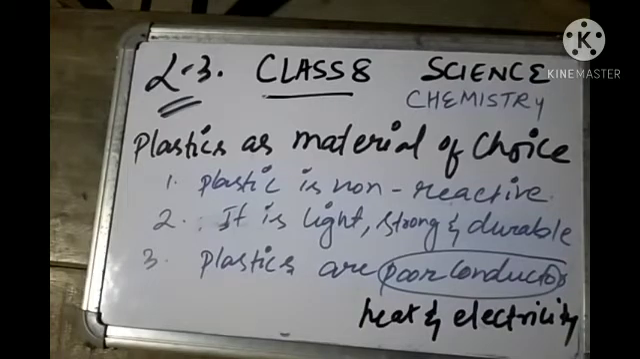So when you take the example of frying pans and screwdrivers, all the handles are covered with plastic because they are poor conductors of heat and electricity. So that is the third point.